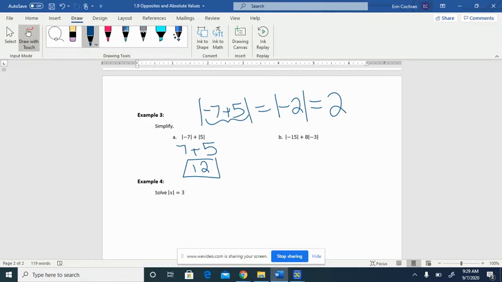B here, the absolute value of -15, that's the only thing inside, so the absolute value of -15 is 15, plus, then we have 8 absolute value of -3, so that represents multiplication. So 8 times the absolute value of -3, which is 3. Now, following order of operations, we're going to do that multiplication first. So 8 times 3 is 24, and then 15 plus 24 is 39.